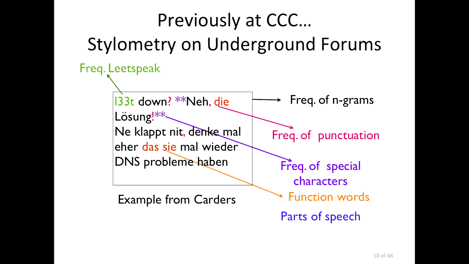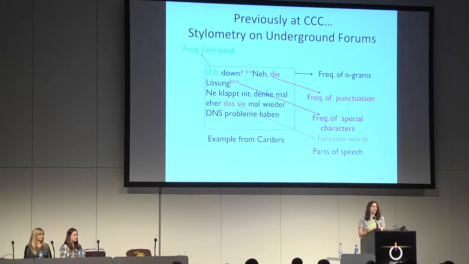And we've looked at underground forums. So this is an excerpt from the Carders Forum where people trade credit card information. And to do this work, we had to actually extend our analysis tool to German. So JStylo does work in German. And these are the types of features we use: the frequency of n-grams, the punctuation, the special characters, the function words, in this case, German-specific function words, and parts of speech. And that's another case where you need language-specific features.